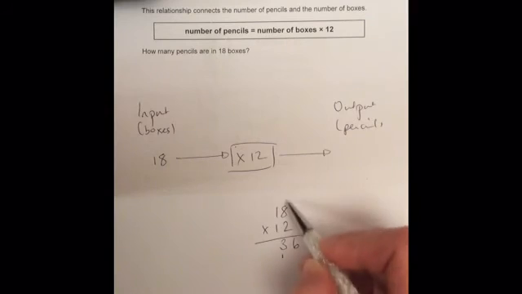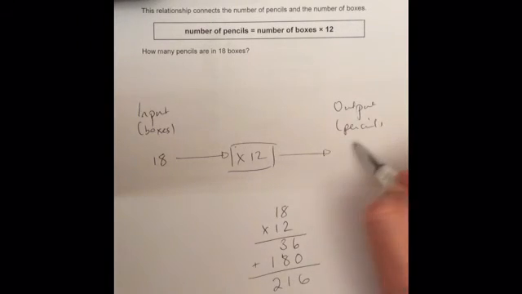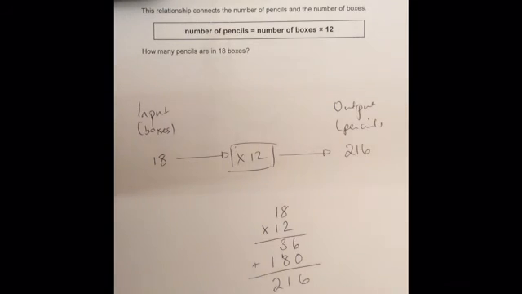Then I'm going to be doing 10 times the number above, so my 0, 1 times 8 or 10 times 8 is 80. And 10 times 10 is 100, so 1 in the 100 column. Then I add the 2 together, 6, 8 plus 3 is 11, 1 carry the 1, and then 1 plus 1 is 2. So my output is 216 pencils.